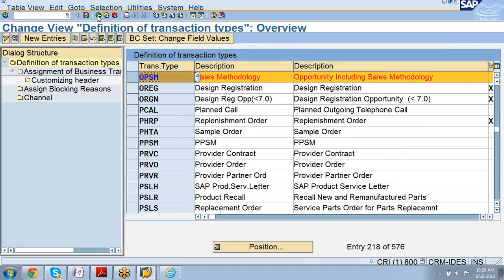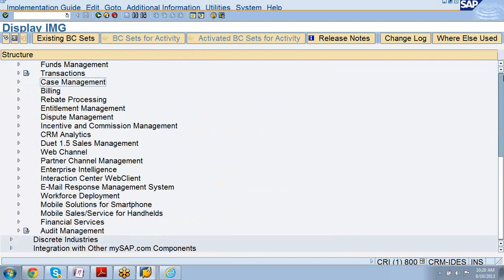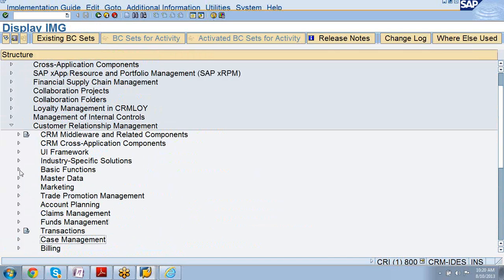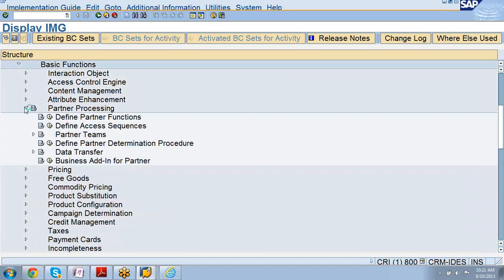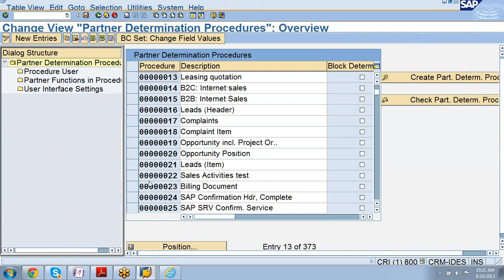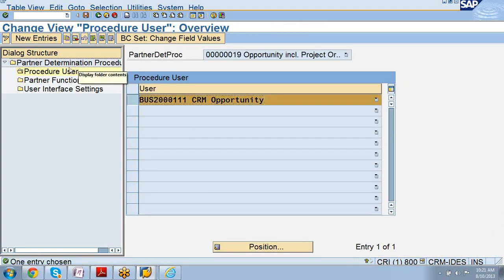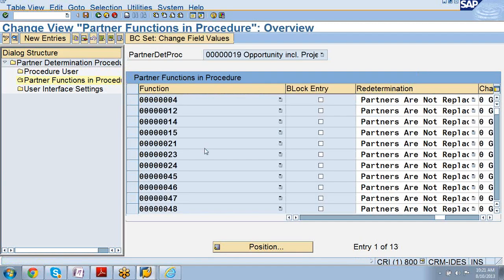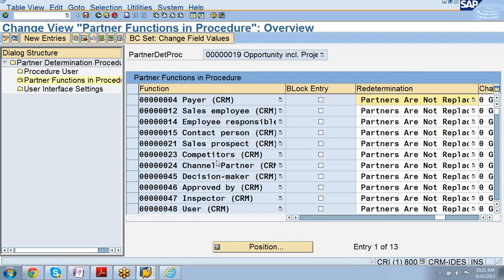Again, when we talk about these profiles and procedures, they are back here. Basic functions, go back. Basic functions, partner processing, here it is, 19. Opportunity inclusive the project organization. So you can see how many people are involved here: decision maker, channel partner, competitor, sales prospect. So it's a huge partner determination procedure.